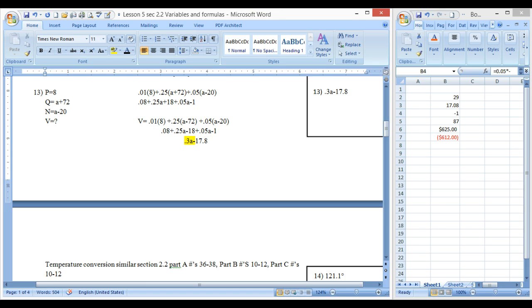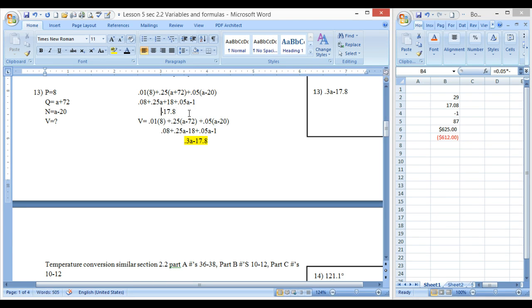17.8. It's nice to see when the teacher makes some mistakes, because then you know nobody's perfect and it's okay. Laugh about it. It's just math. Okay, so let's move on. So now I've combined this one and this one, and I'm left with negative 17.8.